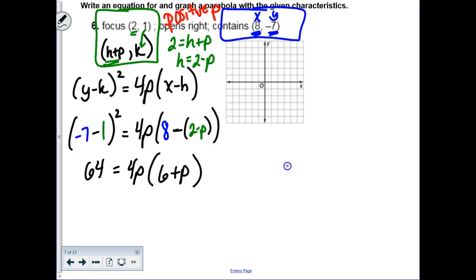Your instinct right now is to multiply everything, like distribute that 4p, which is how most kids do this question. Does anyone have another idea, though? If you don't, it's okay. I'll bring it up on the next question. Okay, let's distribute the 4p. So this equation becomes 64 equals 24p plus 4p squared.